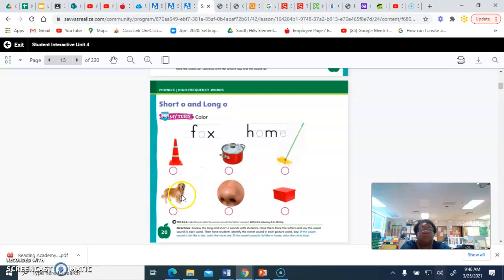Our next picture is dog. Dog. It has the ah sound like fox, so you're going to write the letter R. Next, we have nose. N-O-S, nose. It has the O sound, just like home. So you're going to write the letter B for home and for nose.